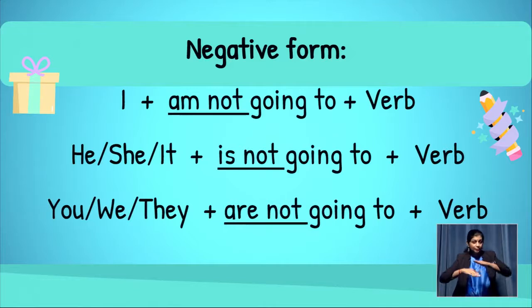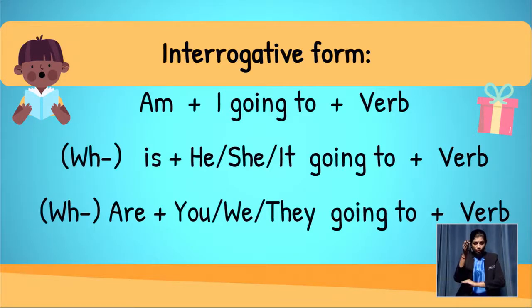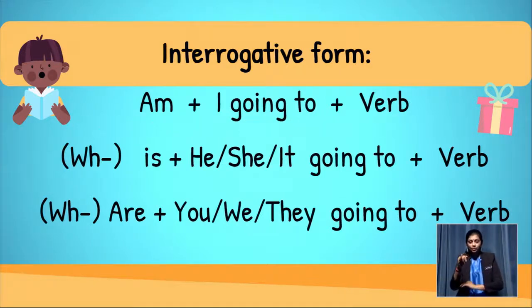For the negative form of future tense with be going to, you just need to add not to all the subjects. Am not going to, is not going to, and are not going to plus verb in base form. And lastly, the interrogative form of future tense with be going to. Am plus I going to plus verb. For the other subjects, you have to put WH questions like what, when, where, why, or how at the beginning of the sentence.